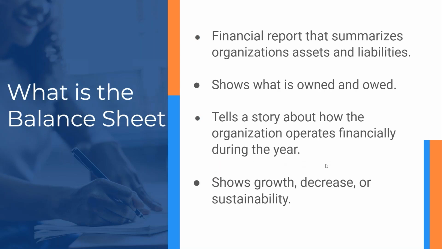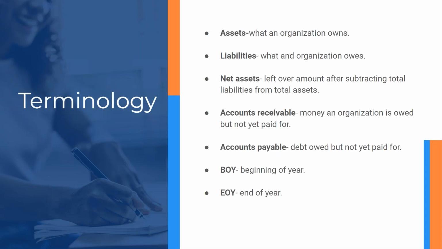So what is the balance sheet? This is a financial report that summarizes an organization's assets and liabilities. It shows what's owned and what is owed. This sheet tells a story about the organization, how the organization operates financially during the year, and it shows growth, decrease, or sustainability. Assets are what an organization owns. Liabilities are what the organization owes. Net assets are what is left over after subtracting the total liabilities from the total assets.